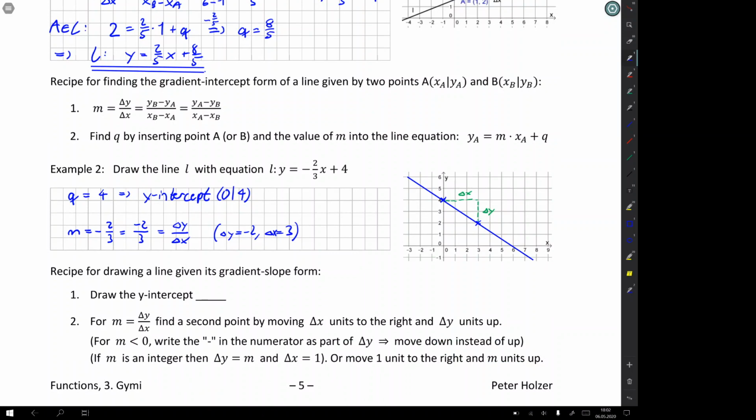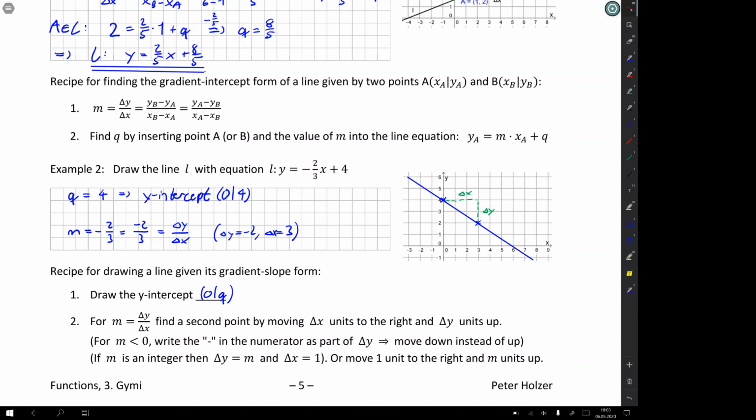So from this example, we see the principle or recipe for how to draw a line given by its equation in gradient intercept form. We first draw the y-intercept, which is (0, q), and then we use the gradient m, delta y divided by delta x, to find a second point by moving delta x to the right and delta y up. And if the delta y is negative, we just have to go down. That way we find the second point, and then we can connect the 2 points.